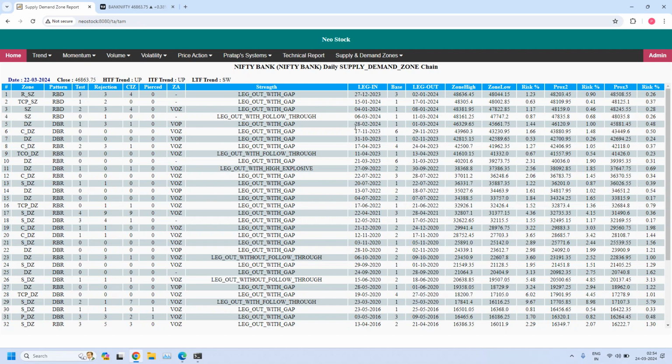So when this daily zone is created, this is the most recent daily demand zone to the current price. So 28 February, one base candle.